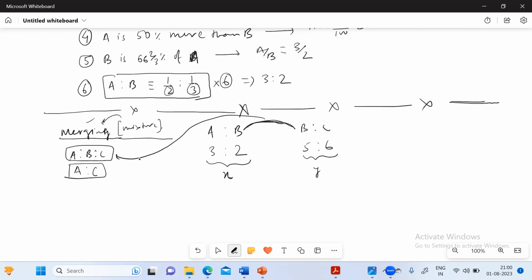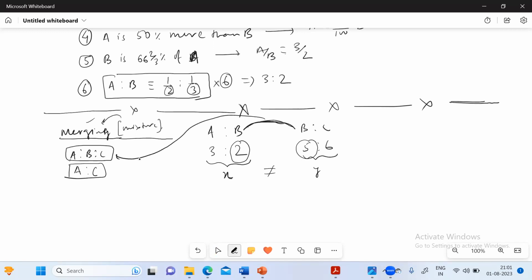Why should it be different? Because here 2 gets multiplied with x to get b. So again, we cannot use the same x to get multiplied with 5 to get b. So x and y must not be equal. So in order to merge these two, we'll try to make b reach a position so that the value of b will be the same in both of the ratios.